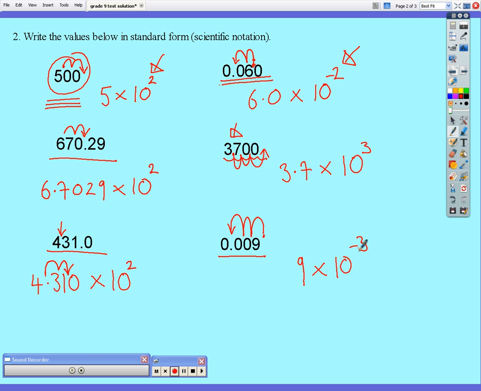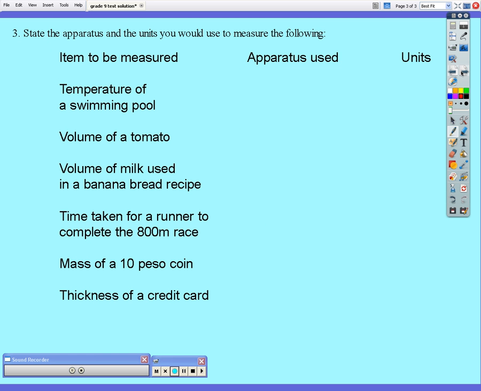How was that? That was fun, wasn't it? Now, let's move on to using apparatus to measure interesting bits of stuff.